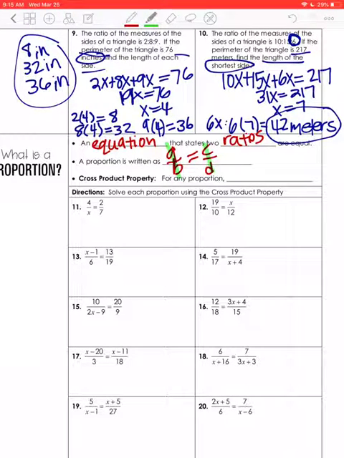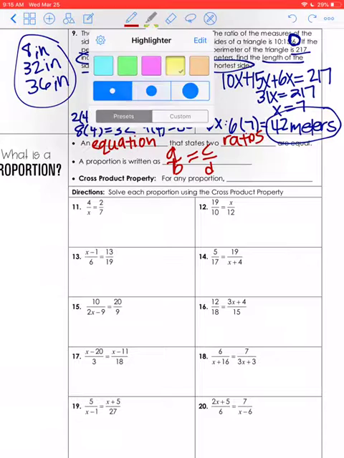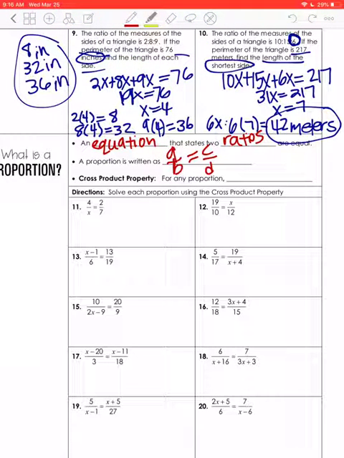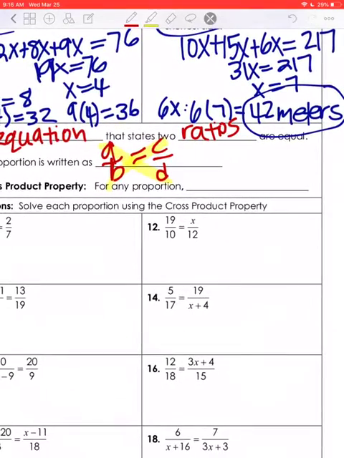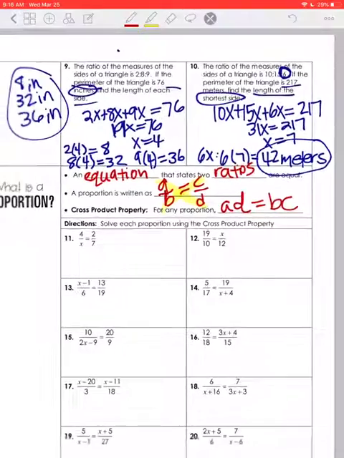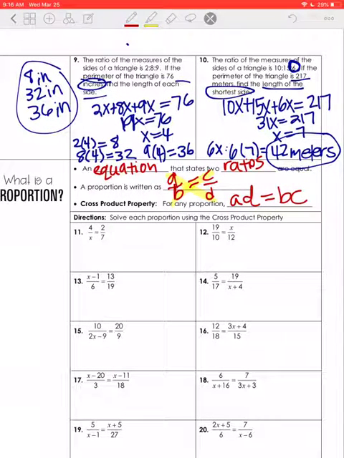That is a proportion. And so we're going to actually use the cross product property when we're solving these equations, which means you're going to multiply across and set each side where you multiply across equal to each other. So this is the property for any proportion: AD equals BC. You're going to multiply across your proportion, and then you will solve for whatever variable you're needing to solve for. So let's solve each of these using the cross product property.